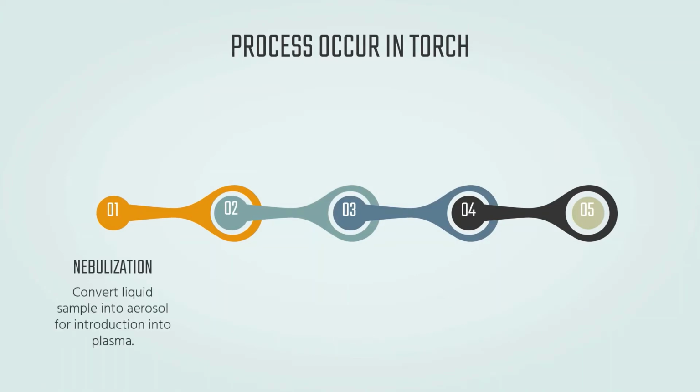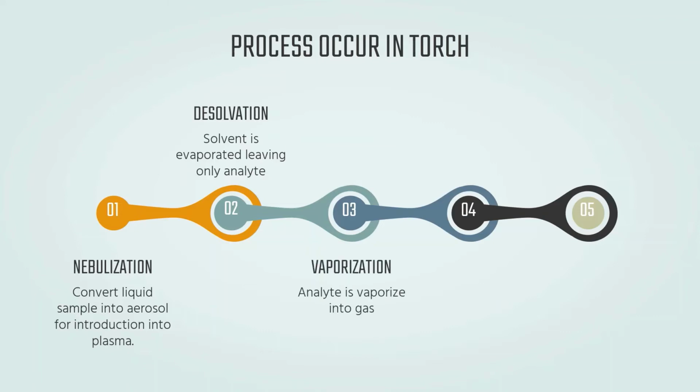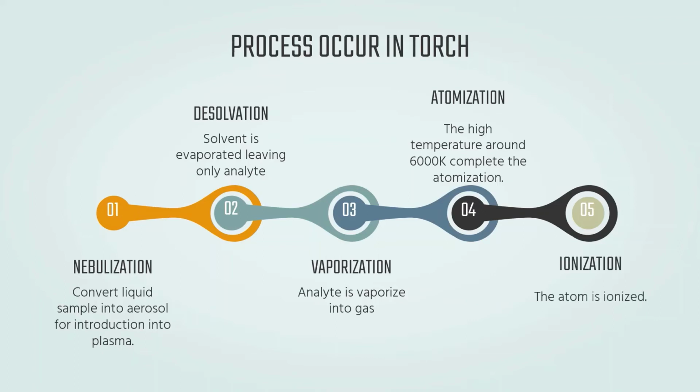Firstly, nebulization. It converts the liquid sample into an aerosol for introduction into the plasma. Then desolvation occurs, where the aerosol solvent is evaporated, leaving only the analyte. The analyte then undergoes vaporization, where it is vaporized into gas. The high temperature, around 6000 Kelvin, inside the torch completes the atomization process. And finally, the atoms are ionized via the ionization process.